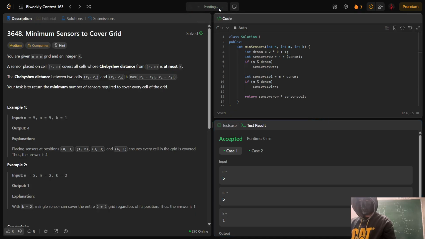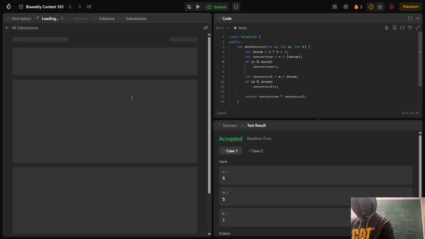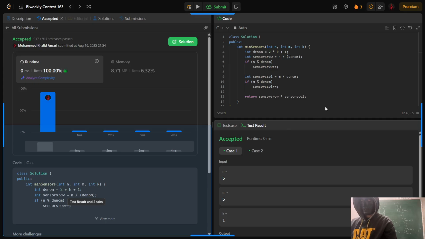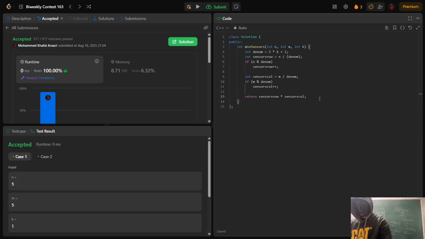Let's try to submit it. Yeah, it got submitted and it beats 100% of users, because here the time and space complexity are both constant. We are not using any for loop, and we are not using any extra space.